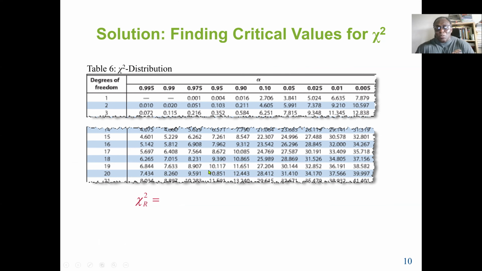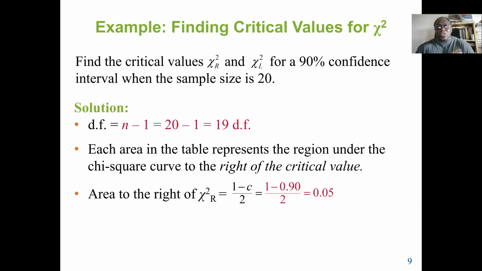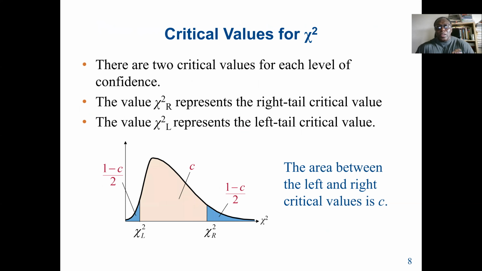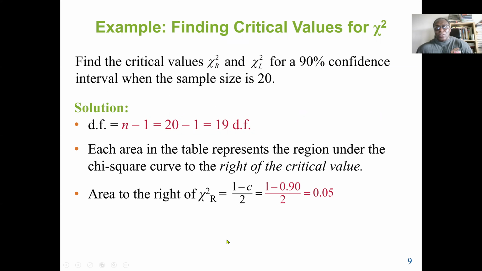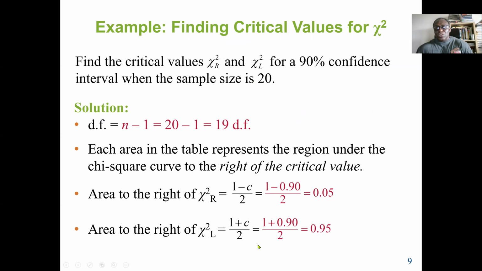And let's go back. I'm going to repeat this over again. So we start with the question. Again, this is the theory. So this is the question again. Here they say we should find the critical values for right side chi-square and left side chi-square for a 90% confidence interval when the sample size is 20. So first thing we're going to find is the degree of freedom. Then after that, we can find the chi-square for both right and left. So for the right, it will be 1 minus C over 2. For the left, it will be 1 plus C over 2.